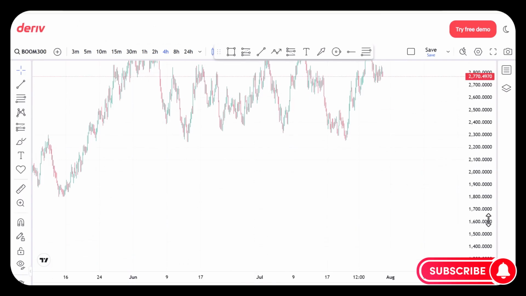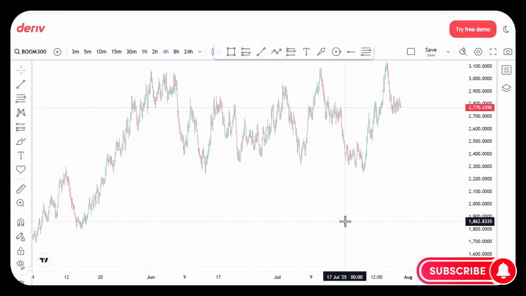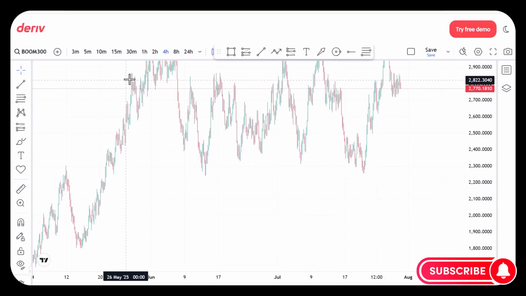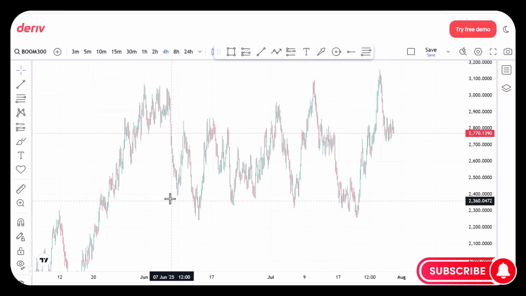Now, regarding that particular analysis, I already see that since the market is bullish, what do I want to do as a trader? I want to start looking at buy positions. So what I did was to come down to 4 hours to see what price is doing.